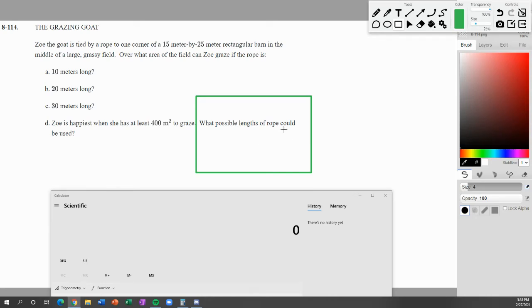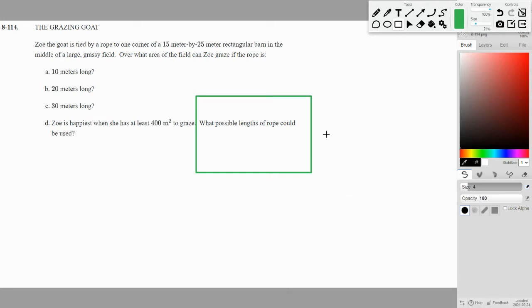I just wanted to go over 8-114. I know I haven't been able to post this question, and so I wanted to show this to us right now. We were able to do the 10 meters long rope in class, and I'll just briefly show that again.